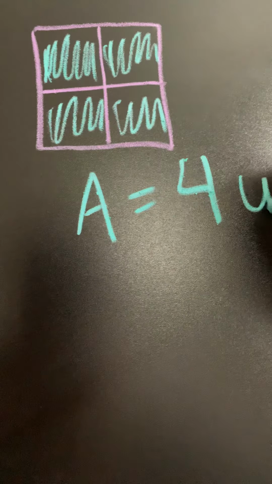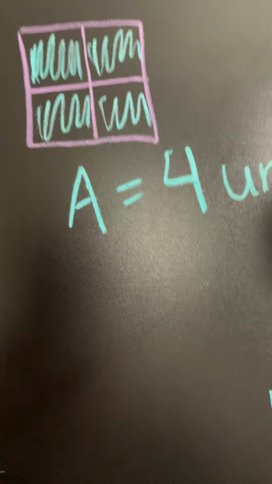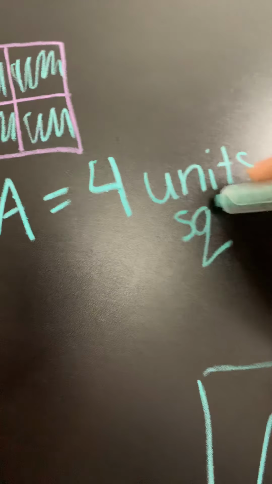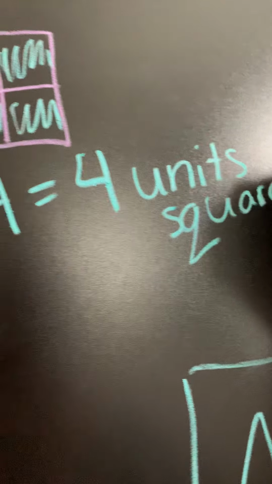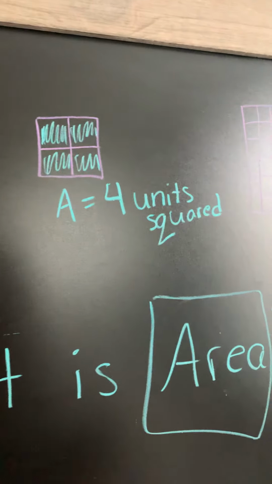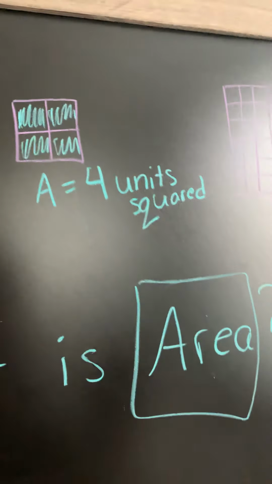So when we're talking about area, we're going to talk about units. So if you count the area, we have 1, 2, 3, 4. There are 4 little boxes that we're going to call units. So the area equals 4 units squared. Okay? 4 units squared, because there's 4 boxes inside.